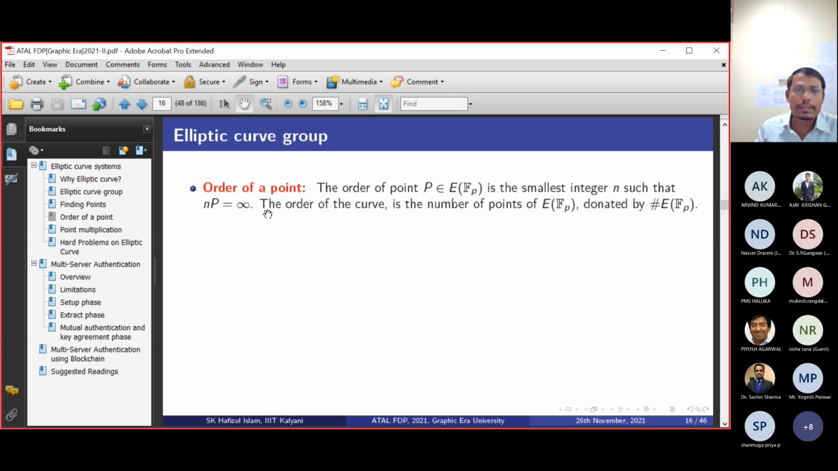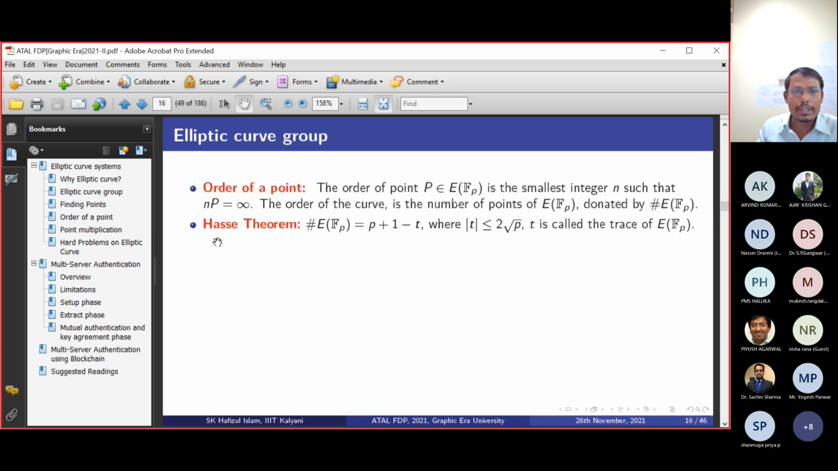Okay, let us discuss it from the elliptic curve point of view. If P is a point of the elliptic curve set, the smallest integer n is called the order of this point if n times P is the point at infinity, because in this case this is the identity element. Right. And also the order of the curve is the number of points in this curve, which we denote by the hash of this, in the elliptic curve.